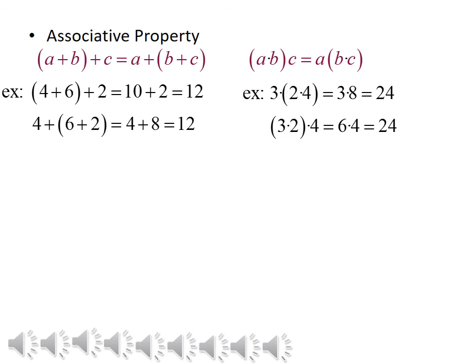But if I move the grouping to be the quantity 3 times 2 times 4, well, 3 times 2 is 6, and 6 times 4 is 24, so we see it's the same thing.